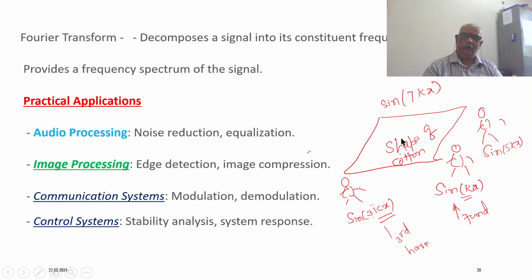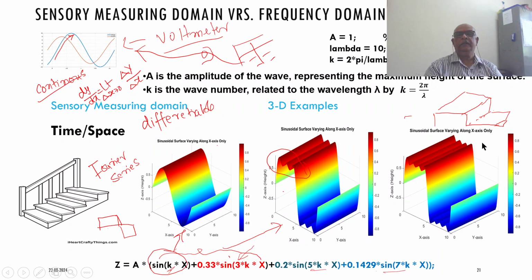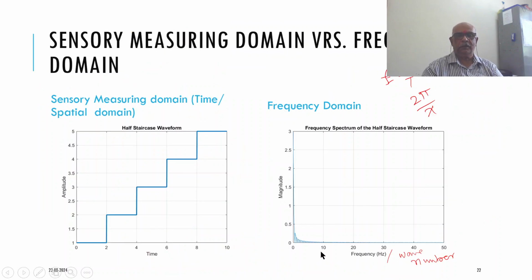So one is pushing very heavily, the other is pushing slightly lower but at a different frequency. Another is still lower but at a very high frequency. So we want to see what are the amplitudes and the frequencies which will be needed, so that if I add all of them I can get this. And so this is called the frequency spectrum. So that's your half staircase waveform.